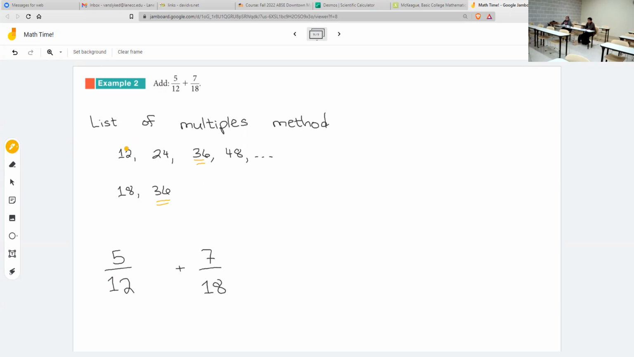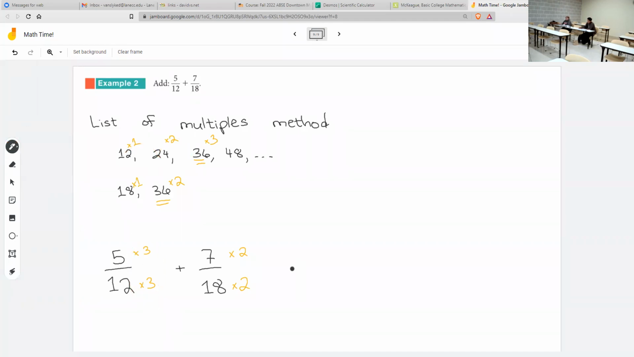What did I need to do for the 12? Times 1, times 2, times 3. So this is a times 3 top and bottom. What did I need to do for the 18? That's a times 1, times 2. It's a times 2 top and bottom. You can just count in your list of multiples to see what to multiply by.